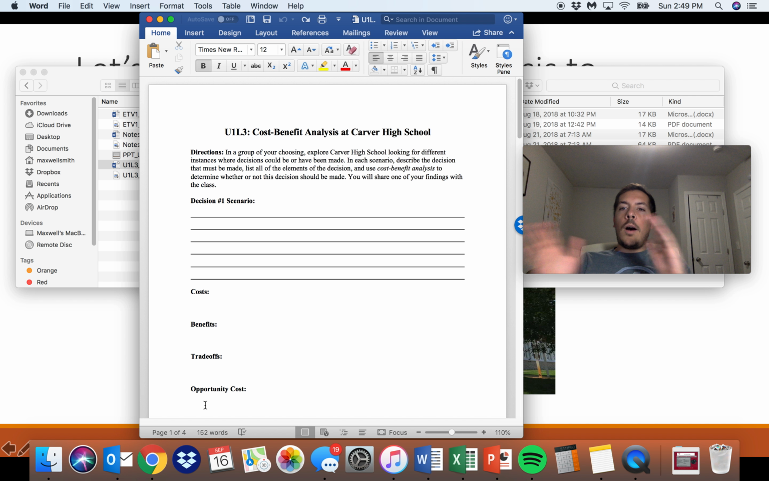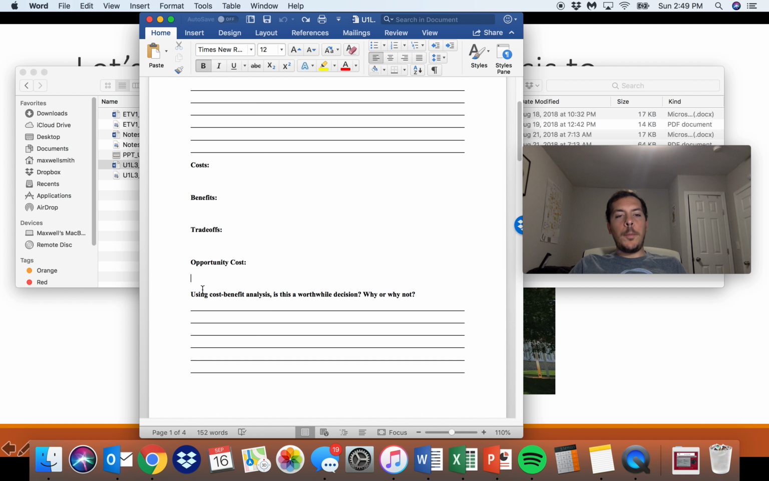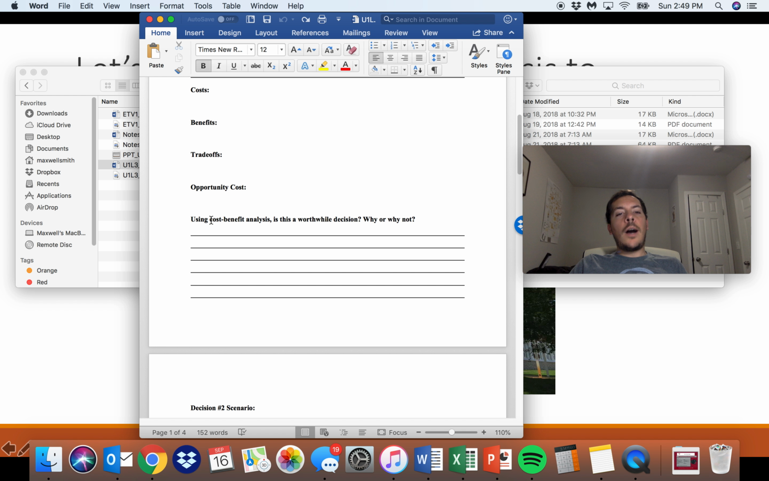And then opportunity cost. Of those trade-offs, which one is the highest? Which one sounds the most appealing? Instead of going to class on time, I really think this sounds good. That's your opportunity cost. So parse out your decision scenario into those different pieces and then use cost-benefit analysis.